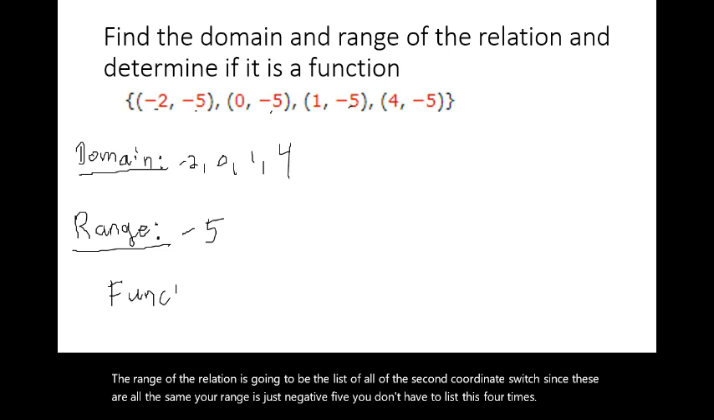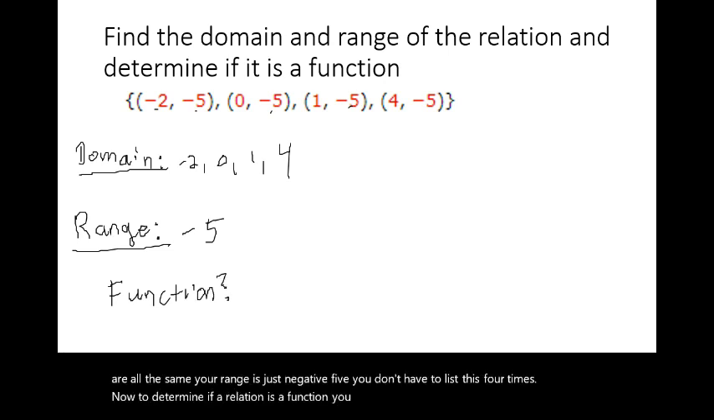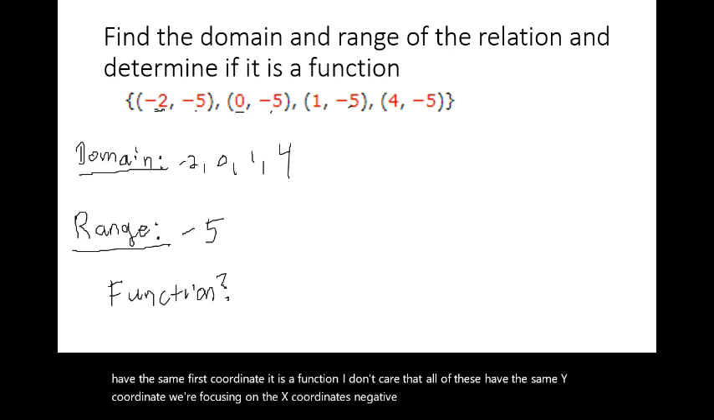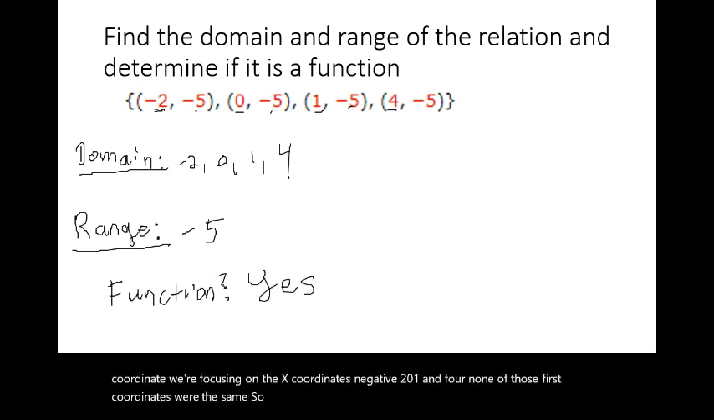Now, to determine if a relation is a function, you look at the first coordinates. If no two ordered pairs have the same first coordinate, it is a function. I don't care that all of these have the same y-coordinate. We're focusing on the x-coordinates: -2, 0, 1, and 4. None of those first coordinates were the same, so because no two points have the same x-coordinate, this is a function.